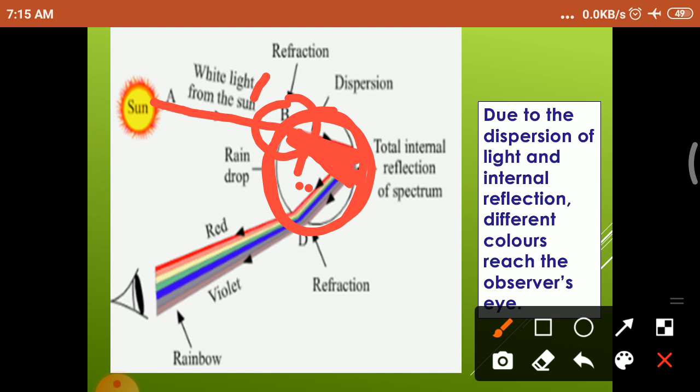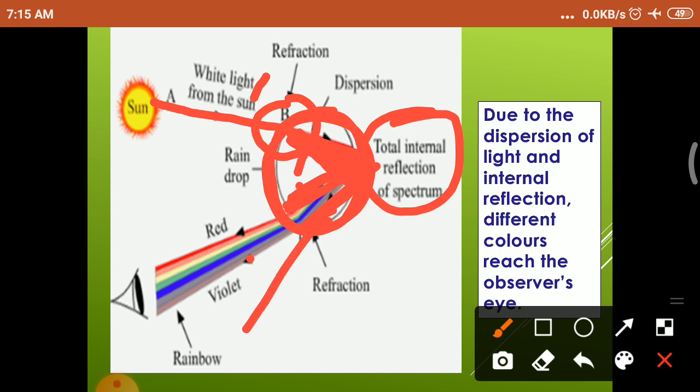The dispersed lights are reflected internally. All the dispersed rays are reflected internally. So here I have written total internal reflection. Now consider here, this is a water medium and this is an air medium. When the light travels from water medium to air medium, refraction takes place. So at the point T, the refraction takes place.